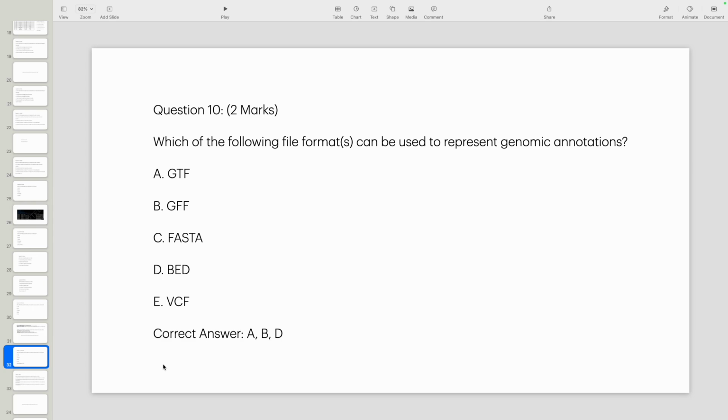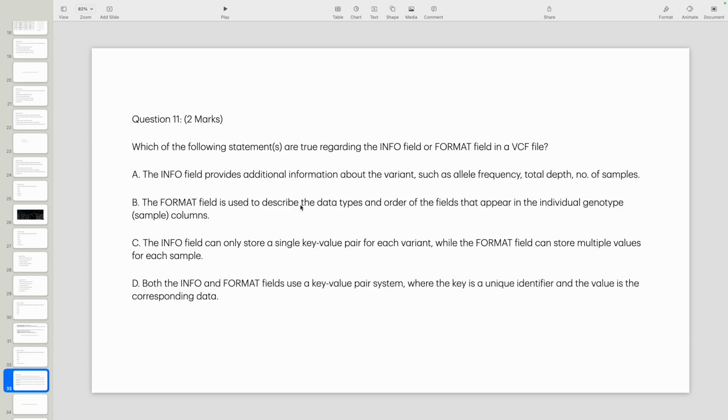So we'll move to our next question. Question number 11. Which of the following statements are true regarding the info field or format field in a VCF file? Please go through this question, and I have shared a link with you of the manual of VCF file. So you can also refer the manual and try to answer this question.